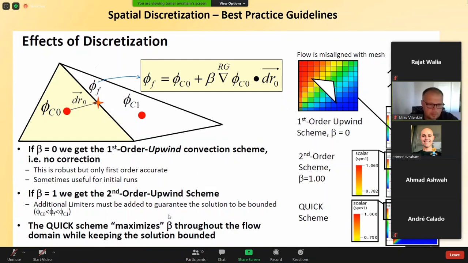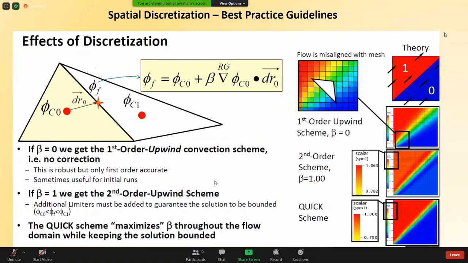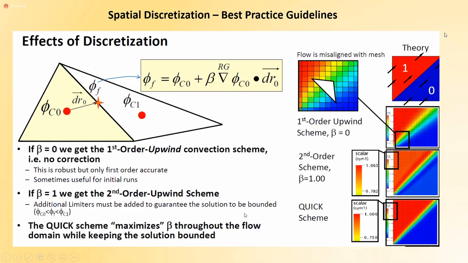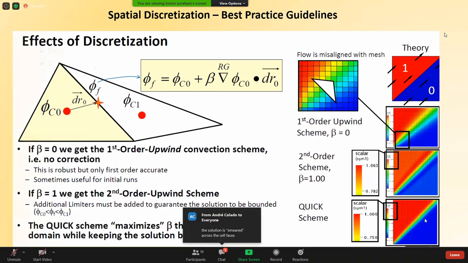But usually the QUICK scheme, as far as I know, does not improve anything over the second order upwind scheme, only in certain cases where the flow is really aligned with the cell. Same is with the MUSCL scheme.